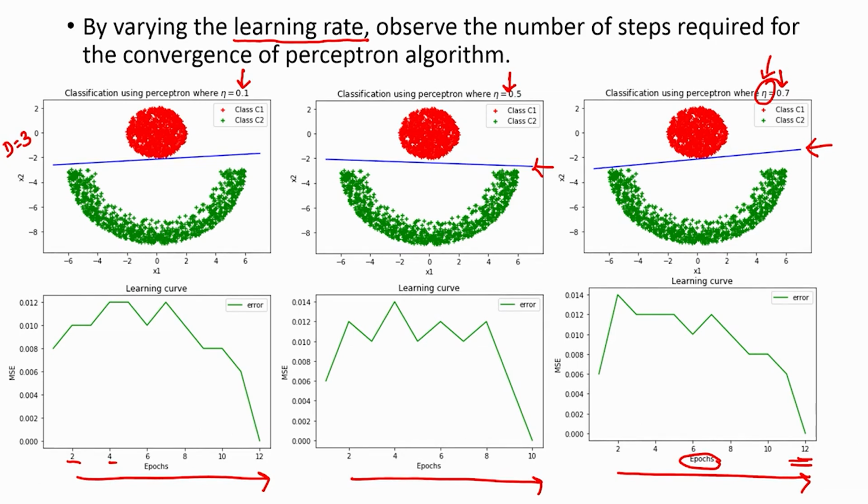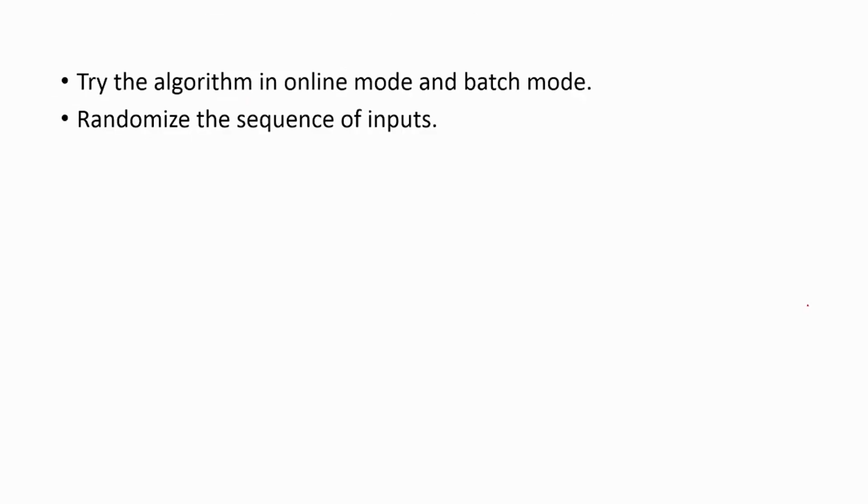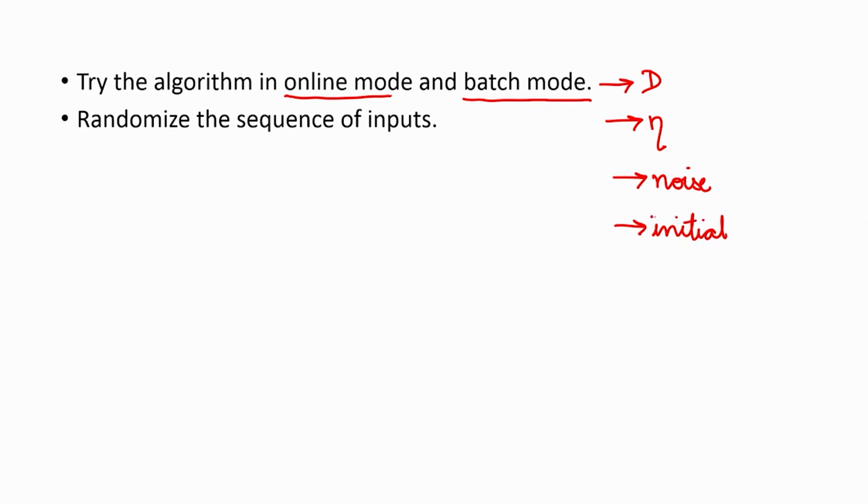Additionally, you could do a few other things using the same data. You could run the algorithm in online mode as well as batch mode and see the number of steps required for convergence and try out all the variations that we had till now: vary d, vary eta, add noise, use different initial weight and bias conditions. Varying all these parameters, you try to identify which is better, either batch mode or online mode.